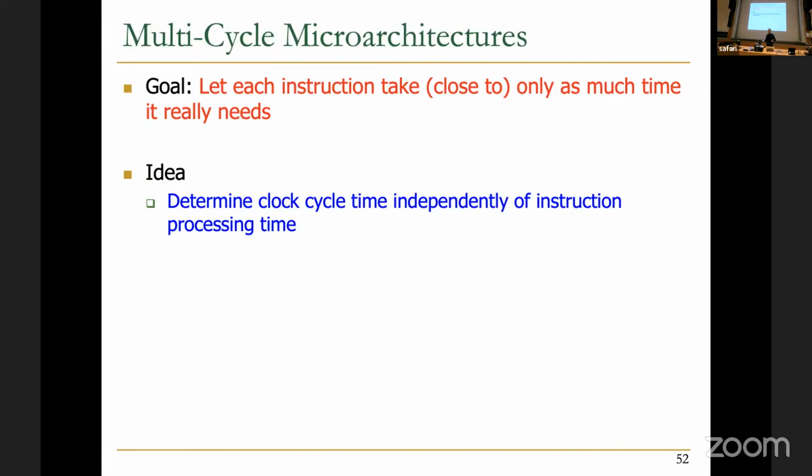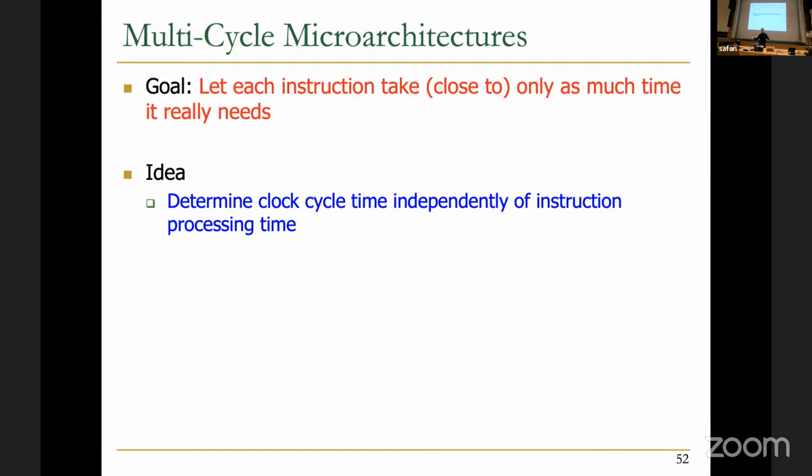Determine the clock cycle time completely independently of instruction processing time, because single cycle microarchitecture has this dependence, right? Because everything takes a single cycle, the clock cycle time has to be determined by the worst case combinational logic delay of the worst possible or longest taking instruction. But there's another design paradigm that can say, I don't care. I'm going to set my frequency target to 10 gigahertz, and I'm going to do whatever it takes to achieve that 10 gigahertz. You cannot do that with a single cycle microarchitecture, but you can do that with a multi-cycle microarchitecture. Set your clock cycle time, that's your goal, and then design your microarchitecture to achieve that clock cycle time.